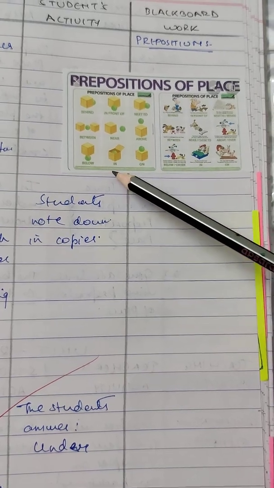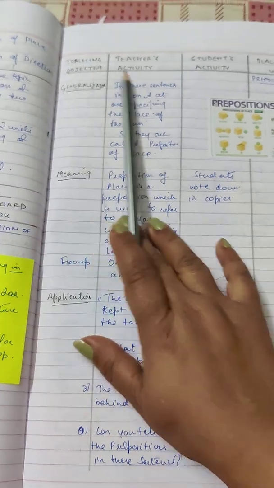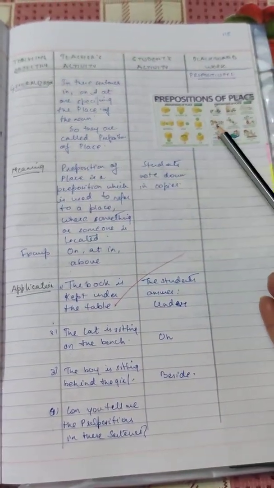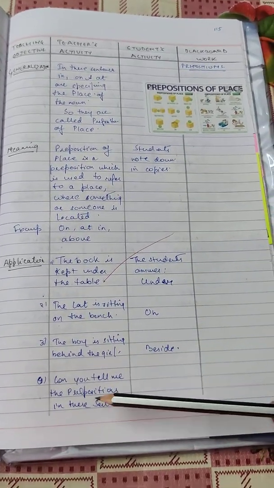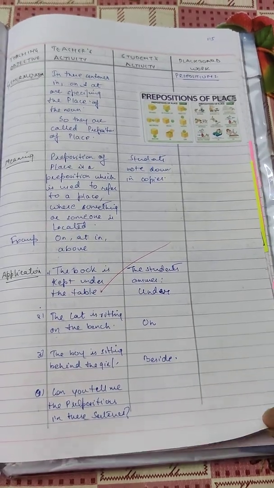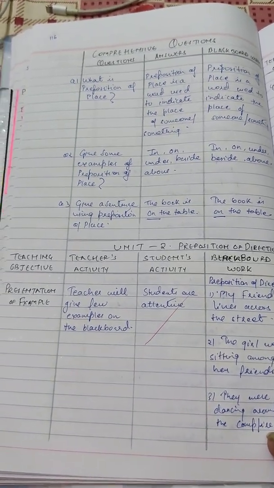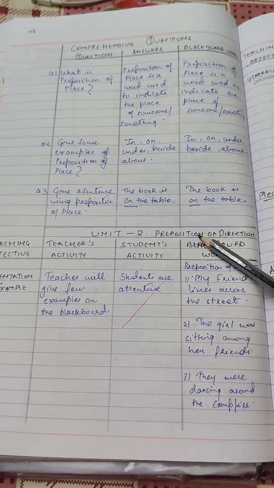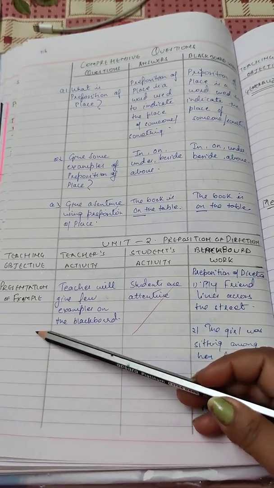near, far, on, in. These are some prepositions which you can show the students. Then comes the generalization, where I have explained these prepositions. Then meaning of preposition and the application part. Then the comprehensive questions. In unit 2, the next preposition, that is preposition of direction, is shown. Again we'll start with the presentation of examples.